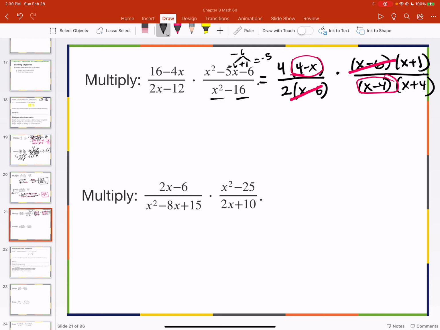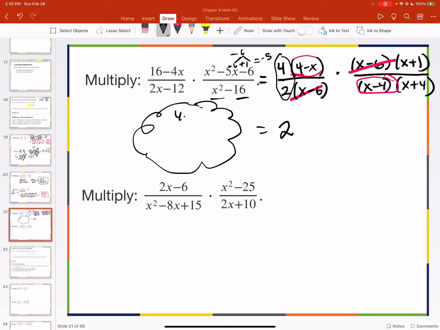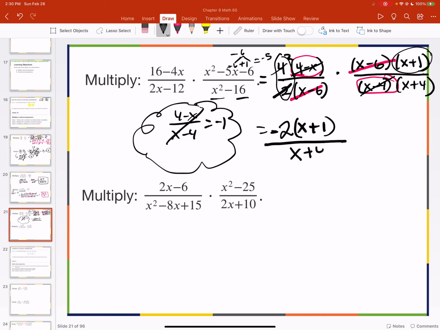So basically, you have 4 divided by 2, which is 2. This here, 4 minus x over x minus 4, so this is just a thought bubble, you don't have to write this out, but remember that's equal to negative 1. So then you have times negative 1, so that's a negative 2. And then you have an x plus 1. And then the denominator is just this canceled out, right? It became 2 on the numerator. So then all you have left is an x plus 4. And that's it.